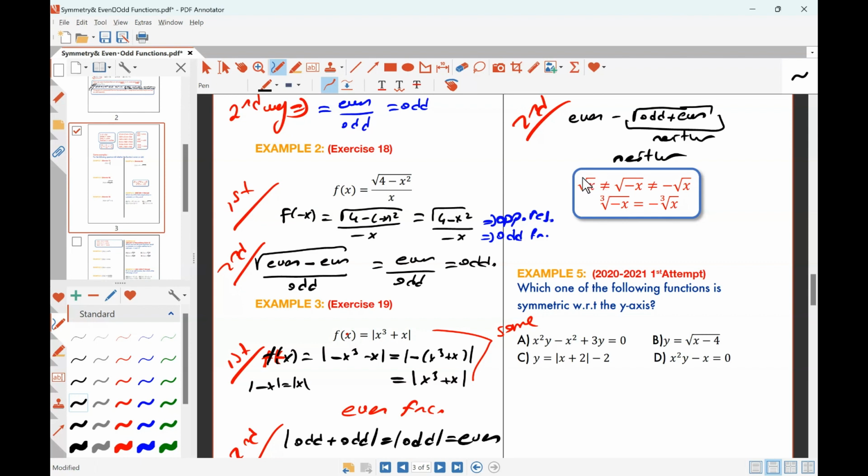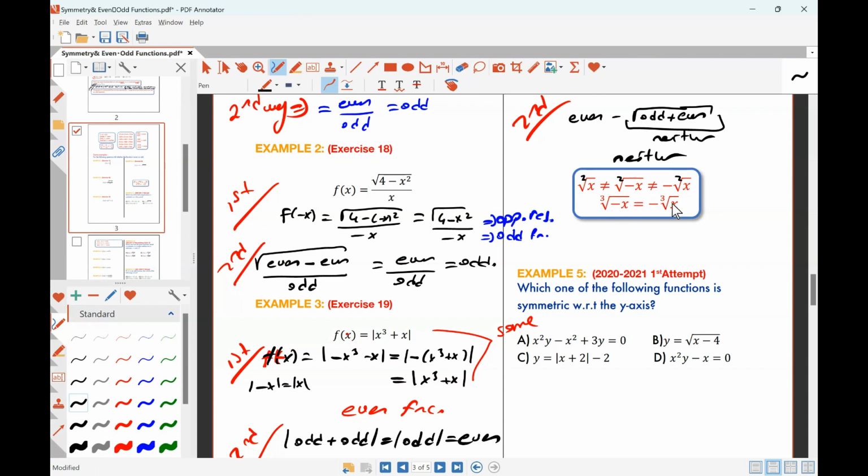You have an even index here. The root here is 2, but here the root is 3 in the second example. So cubic root of negative x is the same as negative cubic root of x. So if the index is odd, then we can take minus out. But if the index is even, then you cannot take minus out.